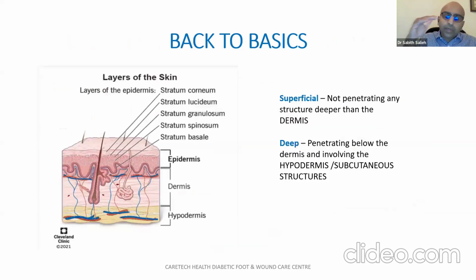When you talk about the layers of the skin, we've got 3 main layers: your epidermis, dermis, and the hypodermis. So when we refer to something as superficial, it basically means penetrating up to the dermis. And if anything penetrates even deeper, involving the hypodermis or your subcutaneous structures, then we consider it deep.